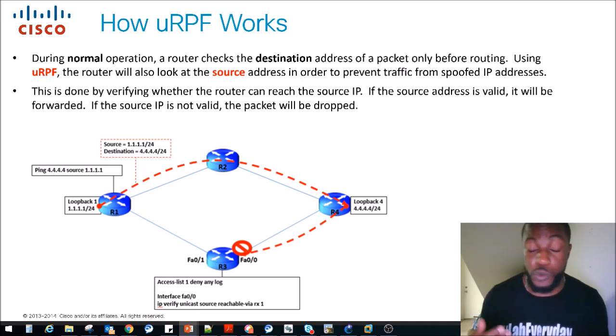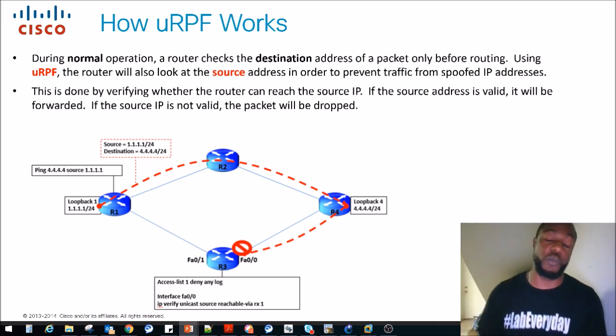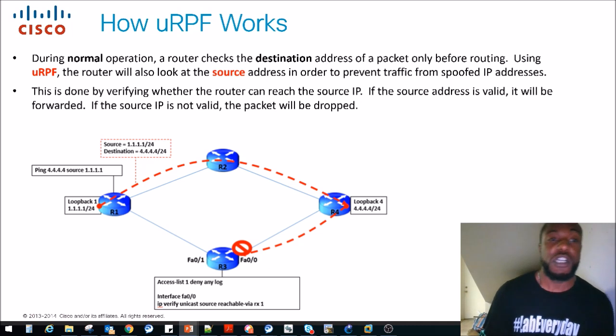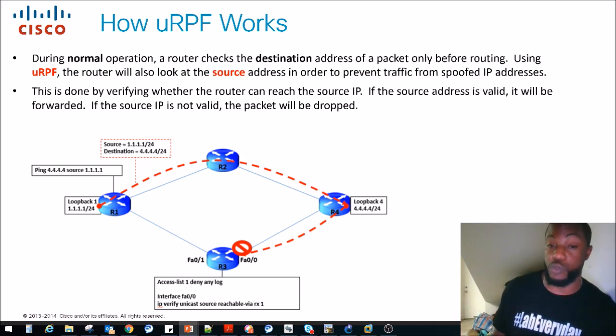And if you log the message, if you have an access control list, we'll get a syslog message saying we dropped this packet because it did not come from the right interface. If it came from the right interface, we may or may not process it, depending on how you have this set up. This is done by verifying if the router can even reach the source IP. So if we can reach the source IP, that's one check passed. If the source address is valid, it will be forwarded. If it's not, it'll be dropped.